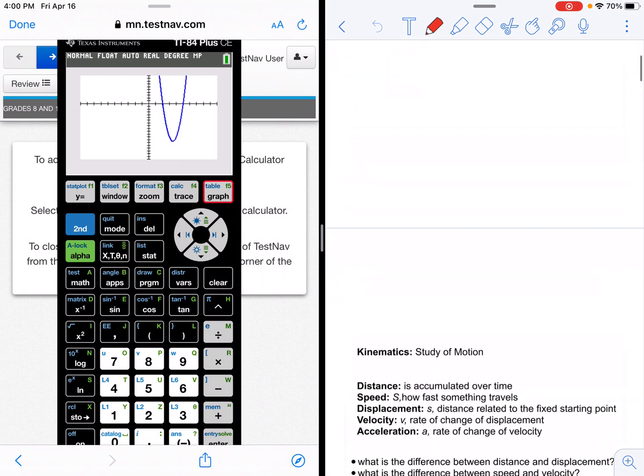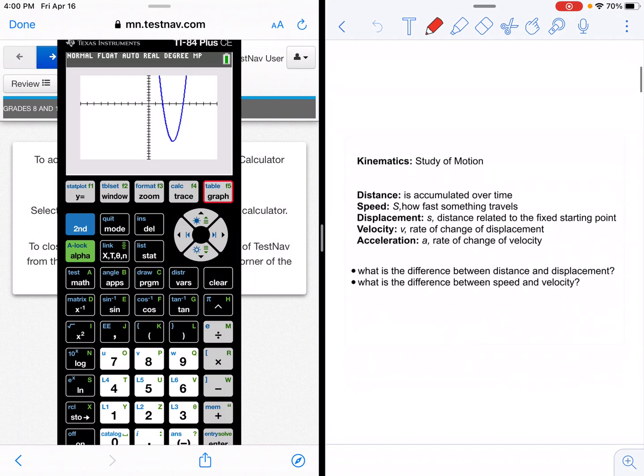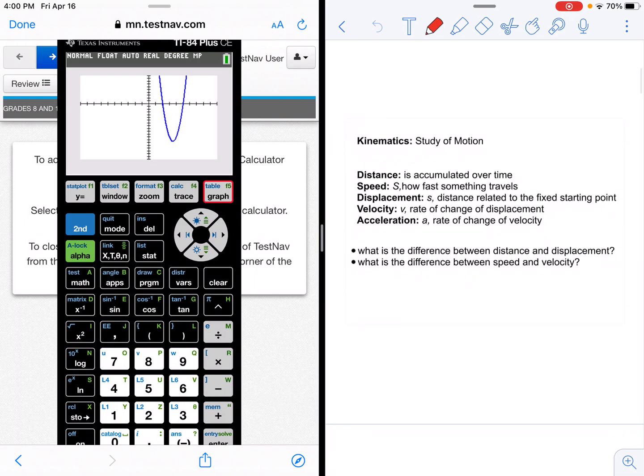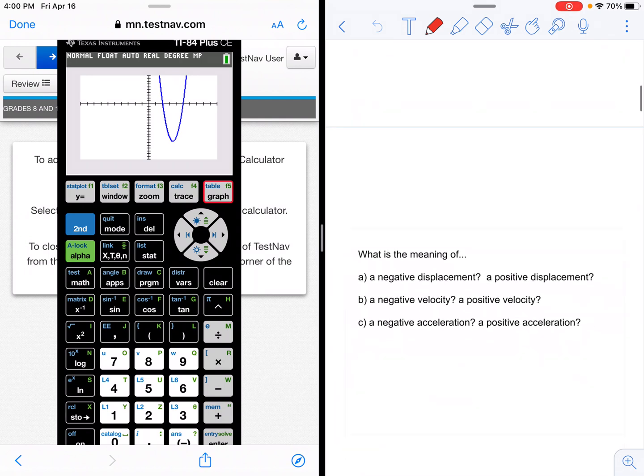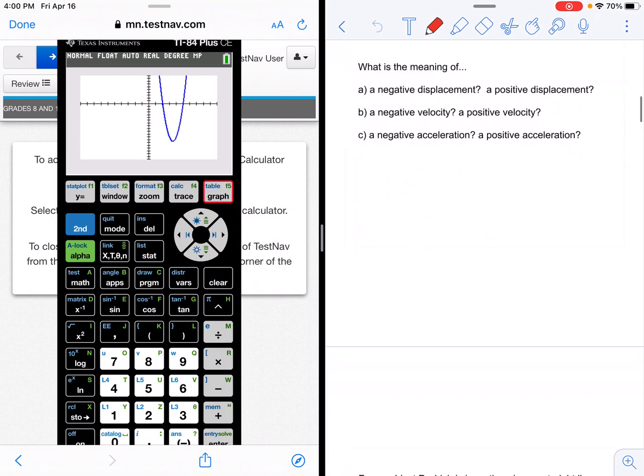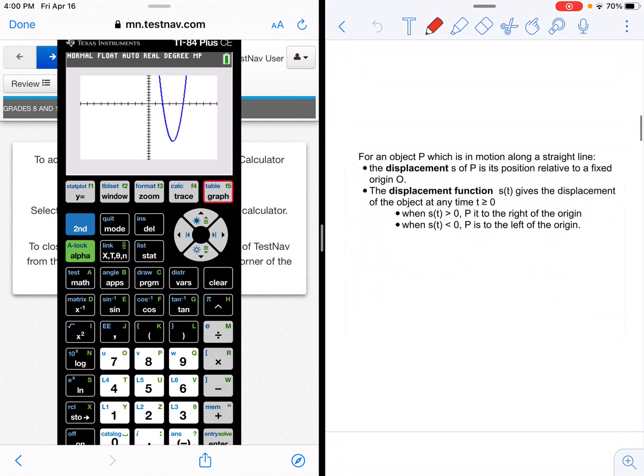So we went over this in class. I'm not going to go over it again. Feel free to pause the video or check out the notes. You talked in groups about what is the difference between distance and displacement, and what is the difference between speed and velocity. And we're going to keep going over all of this stuff.